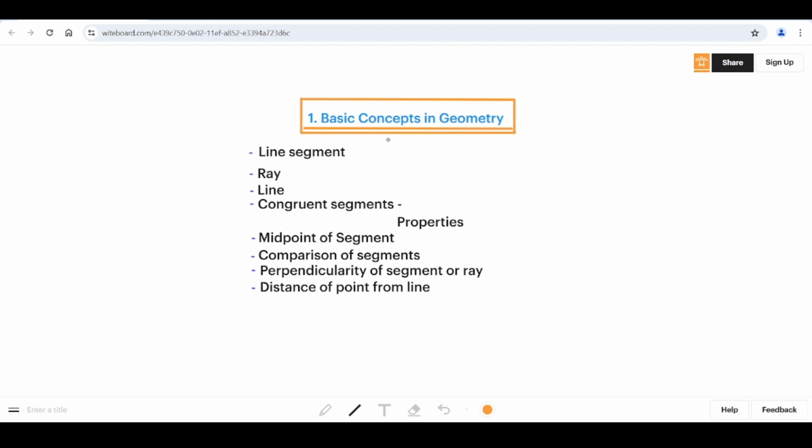solution. In this video, we will explore the first chapter, Basic Concepts in Geometry of Standard 9. In this chapter, we will see some concepts like line segment, ray, line, congruent segments and their properties. Also the points like midpoint of the segment, comparison of the segments, perpendicularity of the segment or ray, and distance of the point from the line.